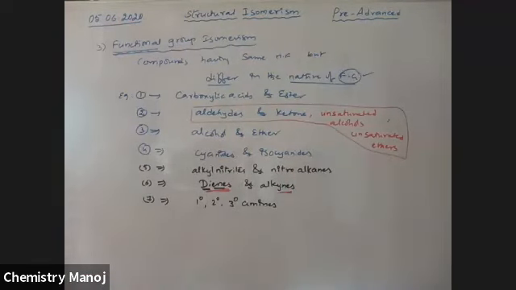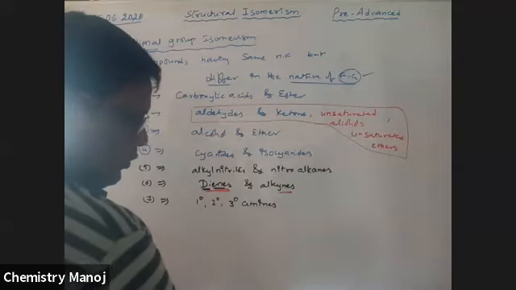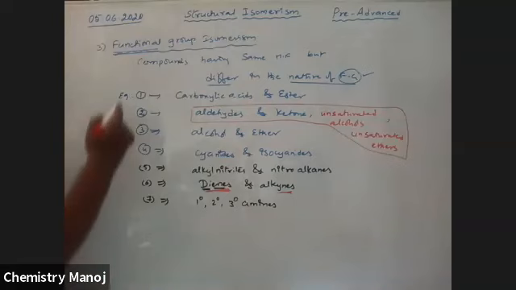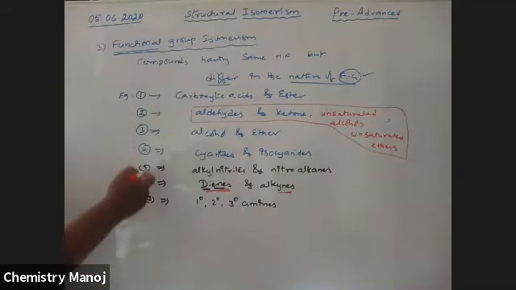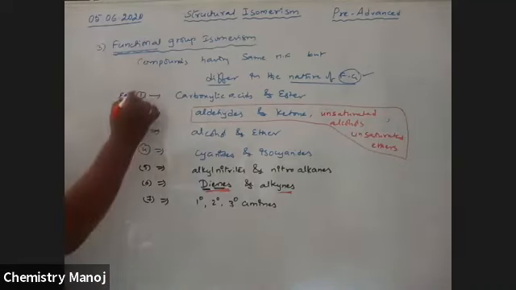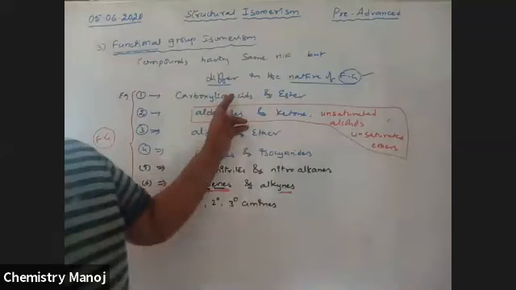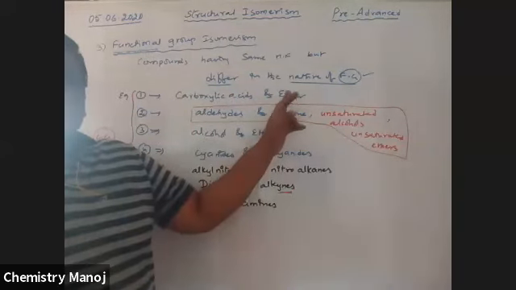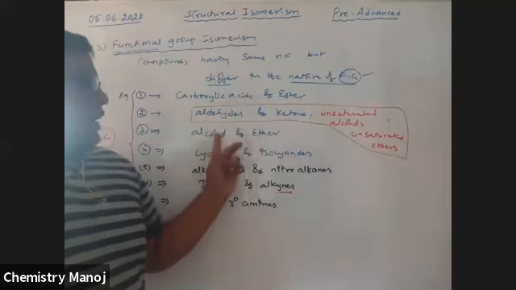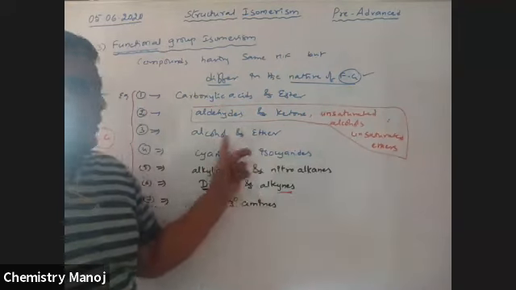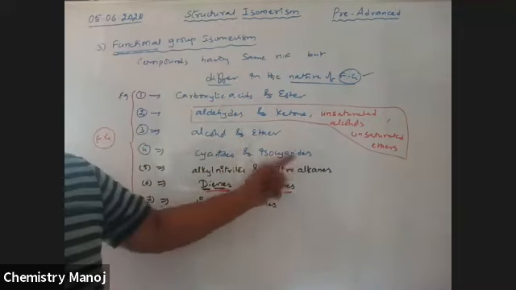See here, I'm explaining one by one. These are the total 1, 2, 3, 4, 5, 6, 7, total 7 classes of compounds. One is converted into another. All these are functional group isomers. Very, very important. Carboxylic acid changes to ester, ester changes to acid. Next, alcohol changes to ether, ether changes to alcohol.